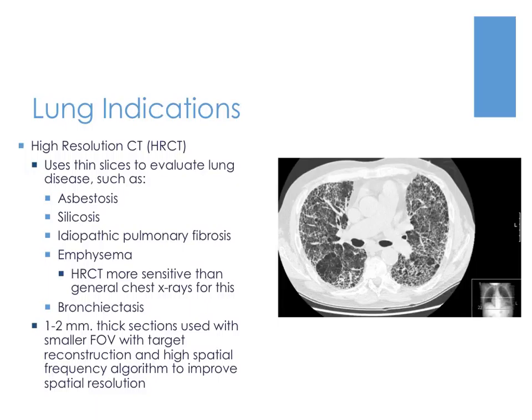High resolution CT, also known as HRCT, uses thin sections to evaluate lung diseases. HRCT can show diagnosis for asbestosis, silicosis, and idiopathic pulmonary fibrosis, as well as emphysema and bronchiectasis. HRCT is more sensitive than chest x-rays for detecting emphysema, and here is a picture of an image showing pulmonary fibrosis in a high-resolution CT image.